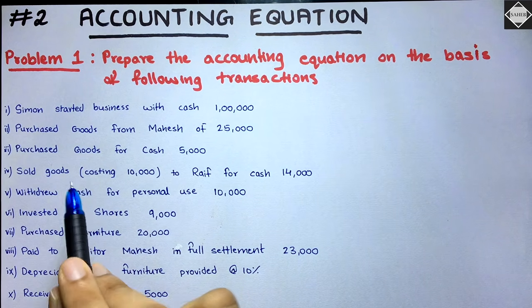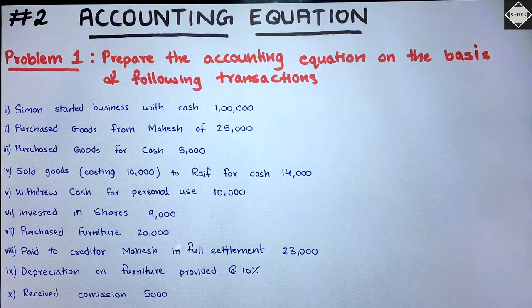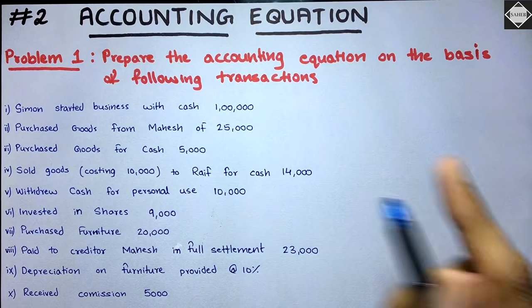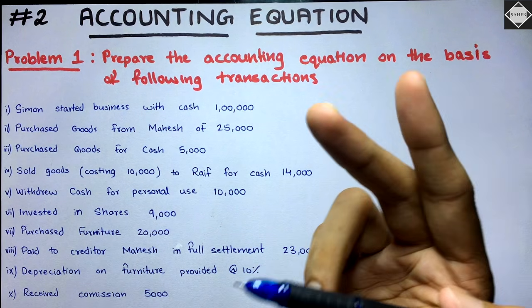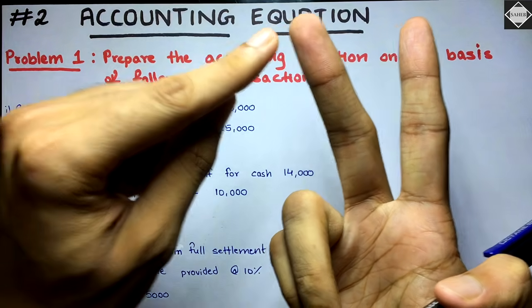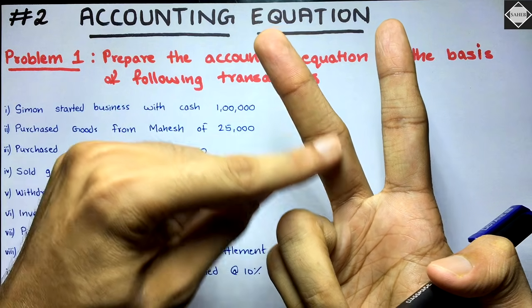Let's see the fourth transaction. Sold goods costing 10,000 to Raif for cash 14,000. Now this is a bit tricky transaction to understand. It's very simple actually. Sold goods costing 10,000. So what has happened in the business? Goods costing 10,000 have been reduced. So from inventory, from stock, you have to reduce 10,000.